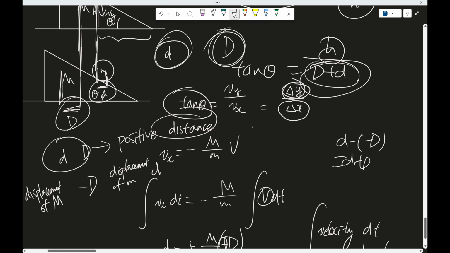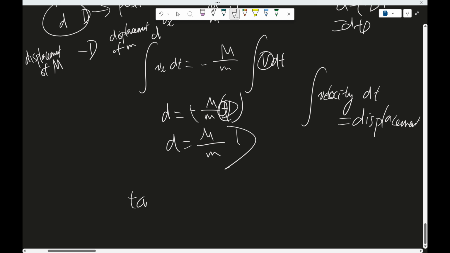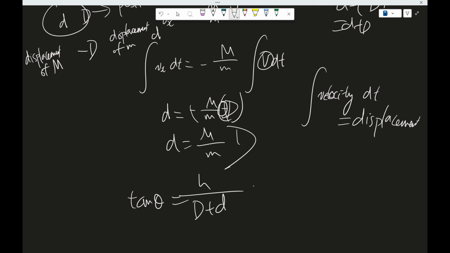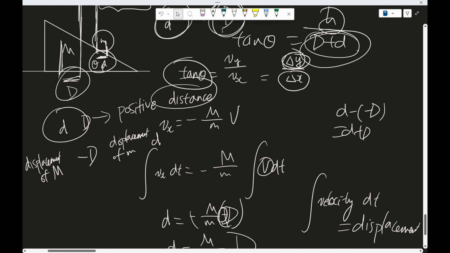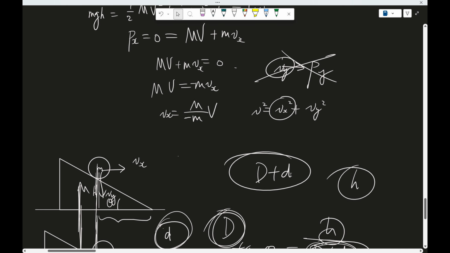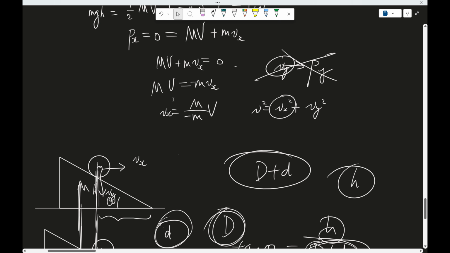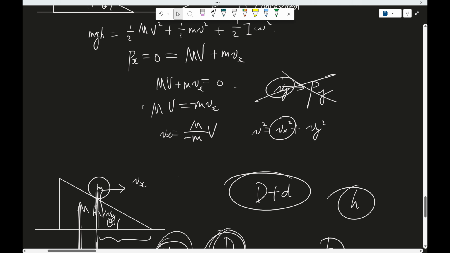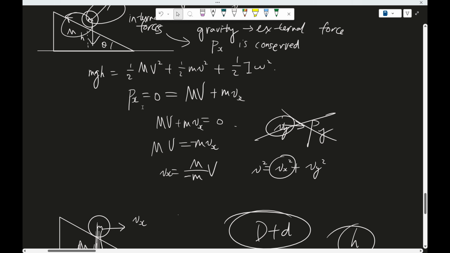And so then remember the relation we said that tangent theta is h over big D plus small d. And so then we can rewrite that as h over big D times 1 plus big M over small m equals tangent theta. And then next, what can we do? Well, let's just try to look back at the equation that we wrote. We have this relation, and we have the d relation, and that's also tangent theta. So let's try to plug it in and see what we get.